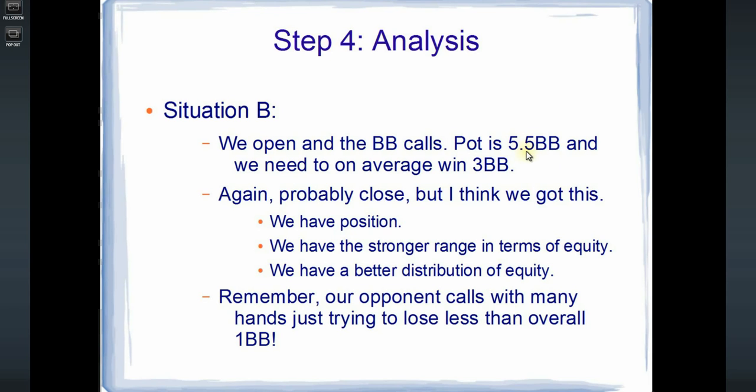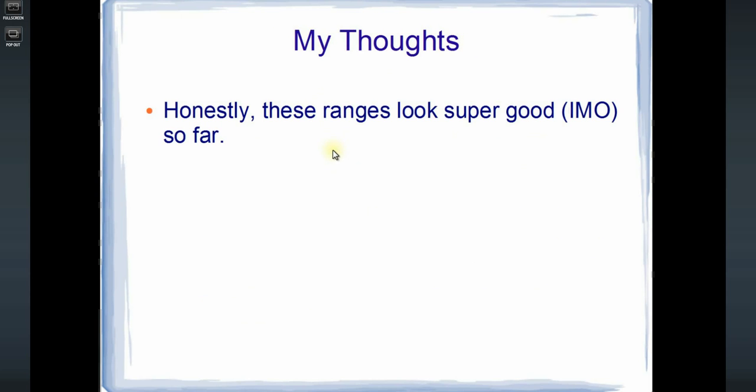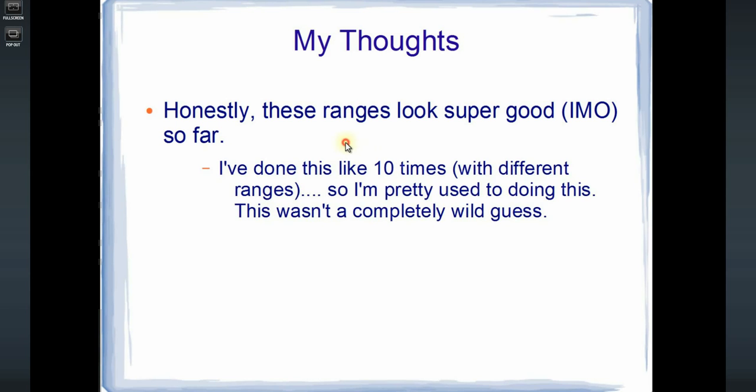And if you agree with me, then you might be starting to think, oh, even though these ranges Janda's advocating seem really aggro in a lot of ways, they might make sense. Okay, so my thoughts. Honestly, I think these ranges look super good so far. Now, we're of course not done analyzing them yet, but right now nothing's really striking me as wrong. All the numbers seem about right if I would have had to guess what the numbers should be, and everything seems to logically make sense. So right now, I'm pretty happy with them.